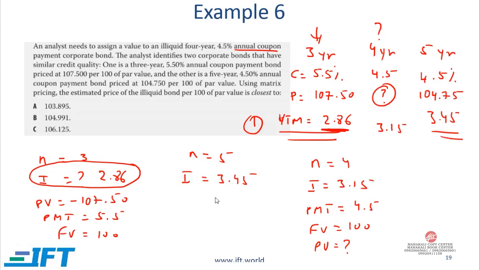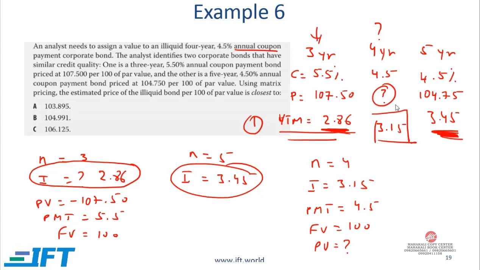Use the same procedure to come up with the YTM for the 5-year bond. That is 3.45. The YTM for the 4-year bond is simply the average of these two numbers. Notice that 4 is exactly in between 3 and 5. So this is a very simple linear interpolation. The YTM for the 4-year bond is 3.15.